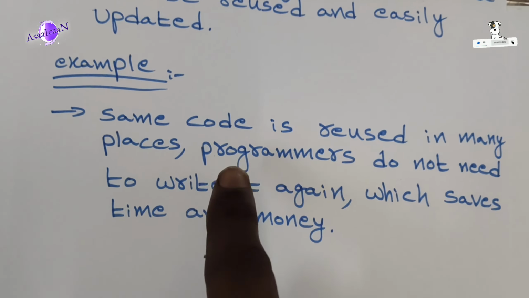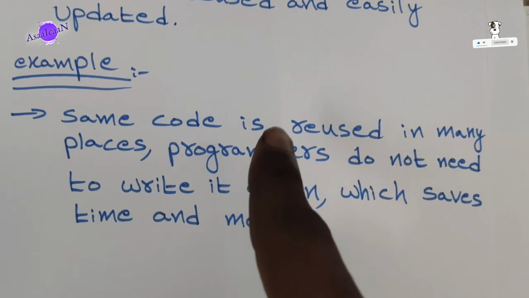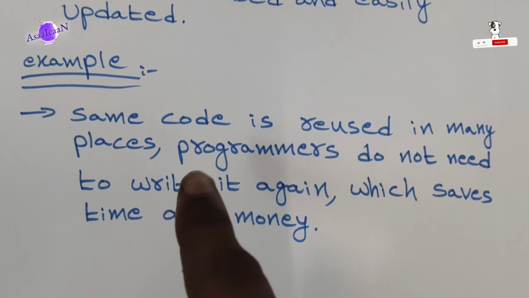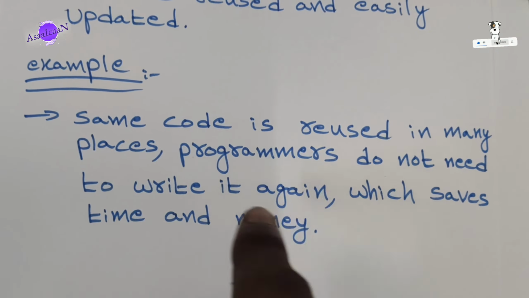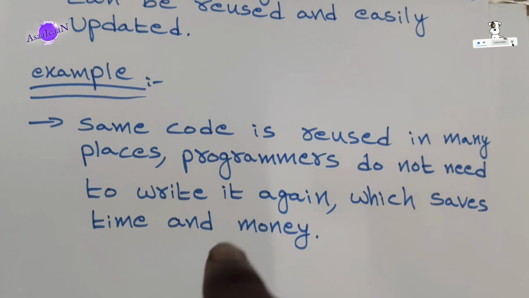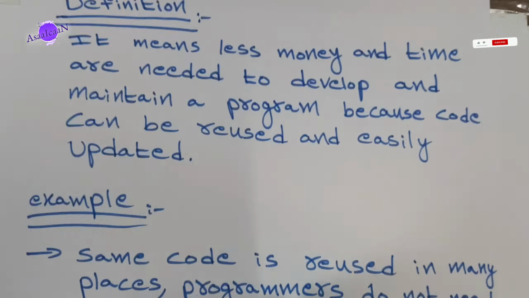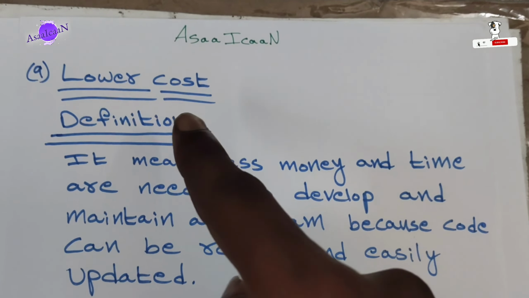For example, if your same code is reused in many places, programmers do not need to write it again, which saves time and money. Here, time and money are saved, then it is called lower cost. Simple. That's it.